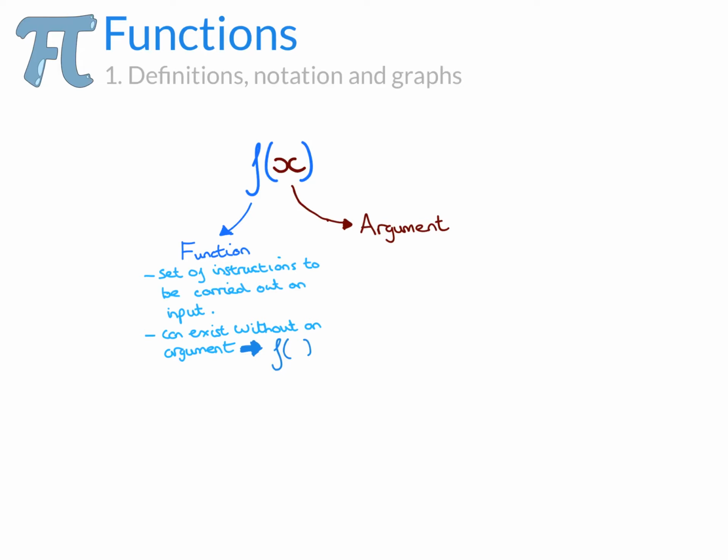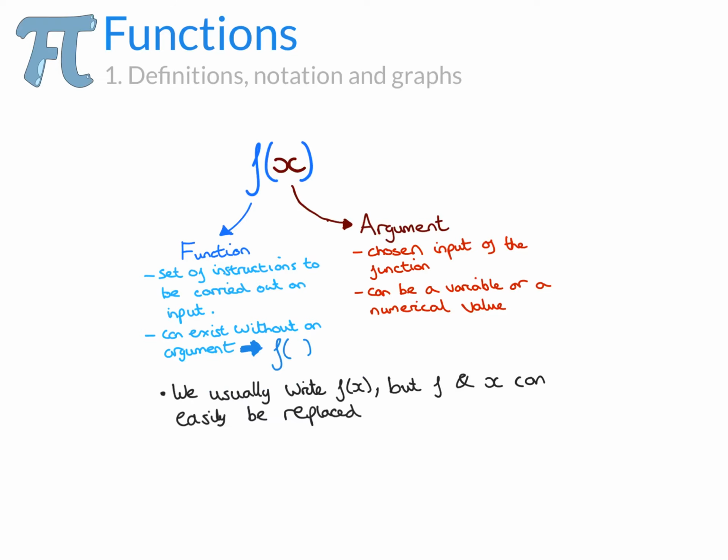As for the argument, this is simply what we are choosing to put into the function at a given occasion. This can be a variable or a numerical number, and most certainly does not need to be x. It can be any letter or any number. F can also be any letter for that matter, and you will often see things like g of y or h of z or f of 2. All the variations can be separated into two parts, the function and the argument.